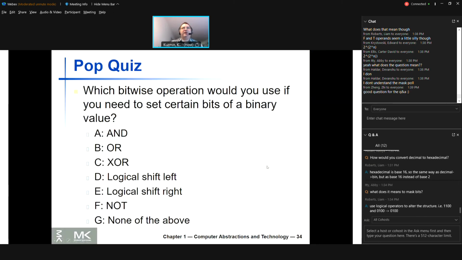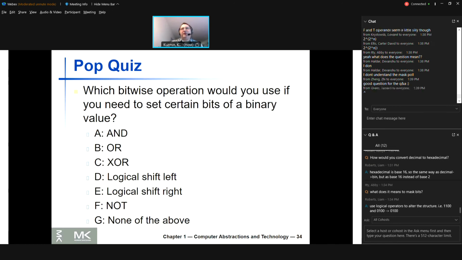Okay, so there are 3 calls in a row. One is to clear certain bits, another one is to set certain bits, and the third one is to invert certain bits. Okay?